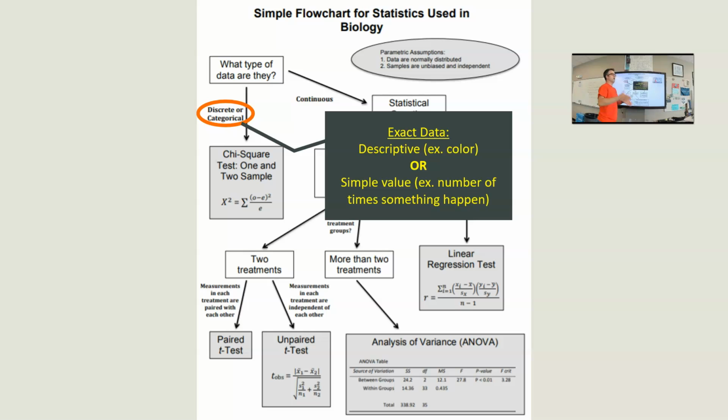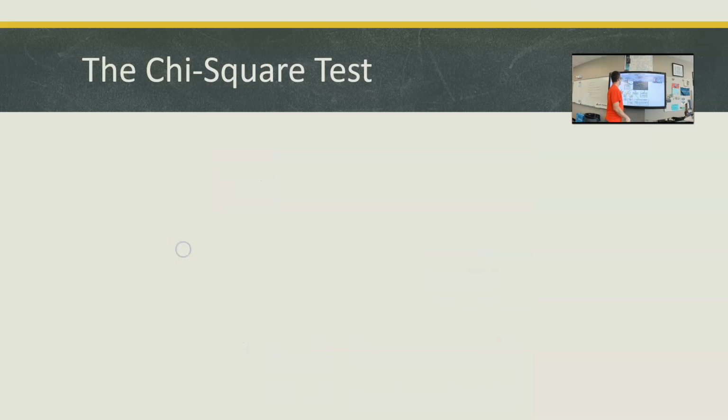The color maybe of different plants, or I'm looking at something that's exact. It's going to be red, or it's going to be green, or it's going to be blue. Or a simple value, the exact number of times something happens. That's where you would use the chi-square test. So we're going to look at the chi-square test.